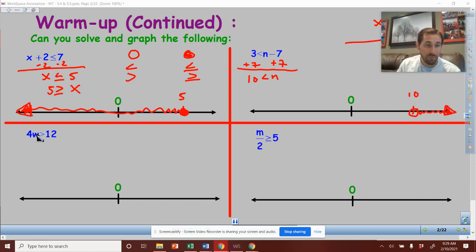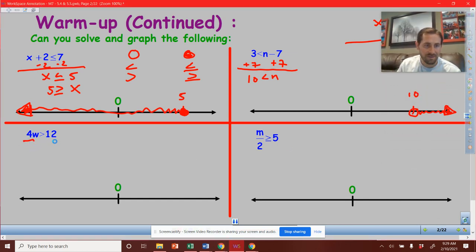Okay, here it's 4 times w, so we divide. Sorry, Moby's falling asleep. We divide by 4, and we get w is greater than 3. So put 3 down, open dot, w is greater than.